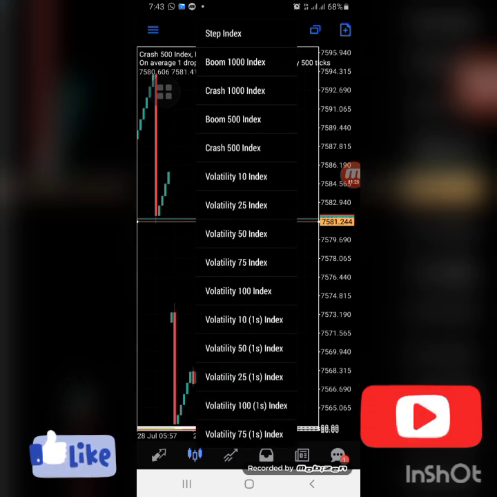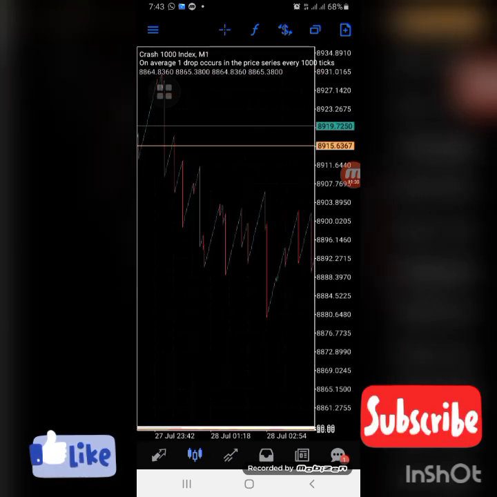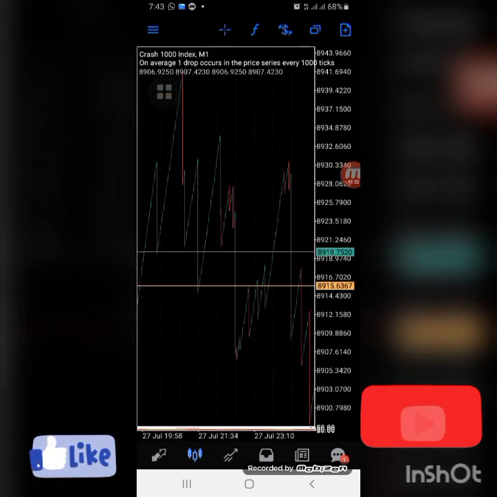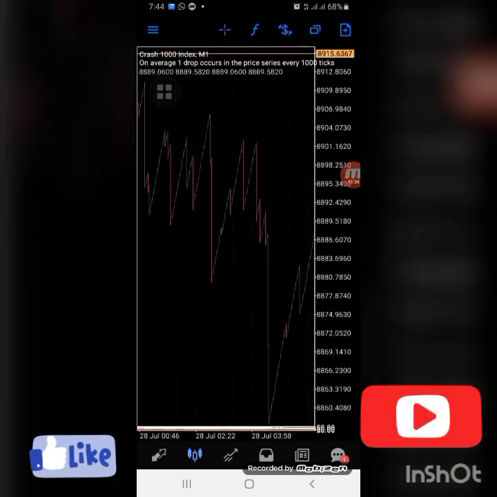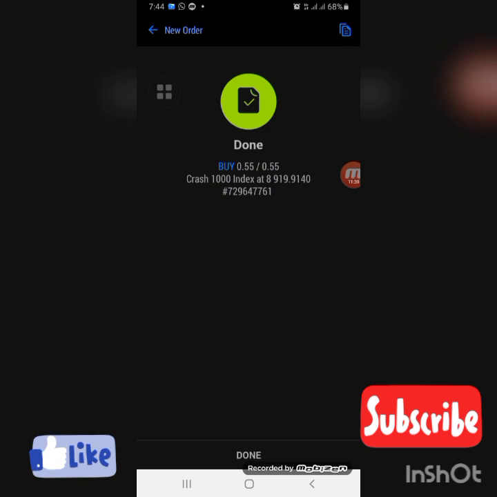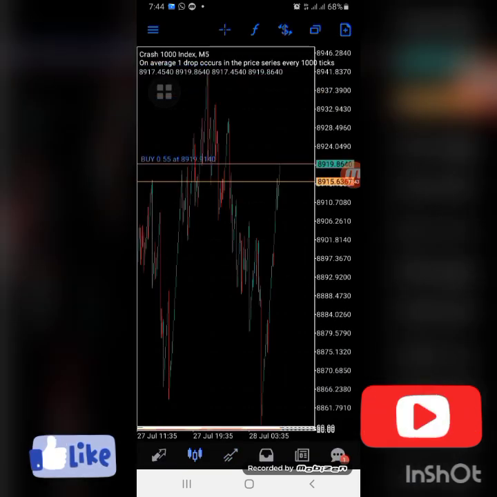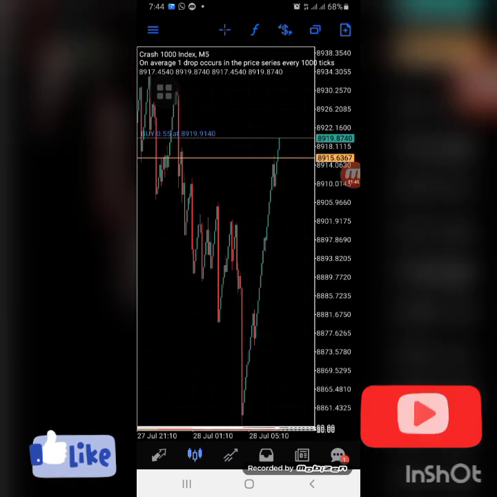Let's check Crash 1000. Right here in Crash 1000 we are seeing something very, very sweet. I can take this trade for a few candles. You know why? I know that it's going upside. Let us take a trade here. Let's take a trade in this one. All right, why did I take that? Why did I enter that trade in the first place?